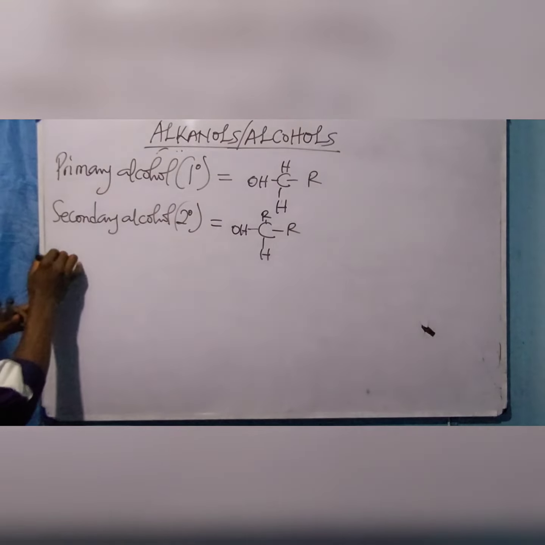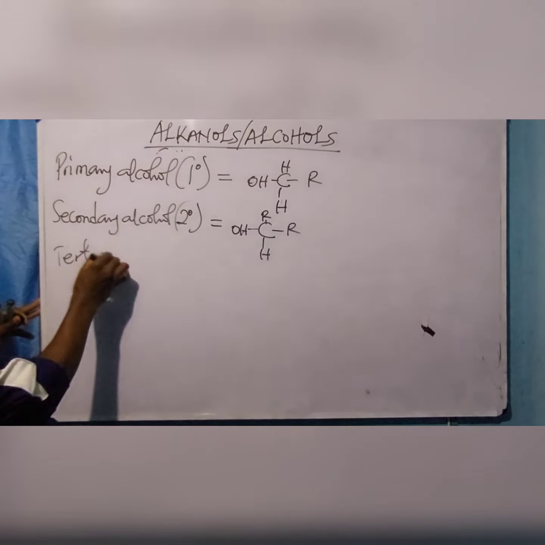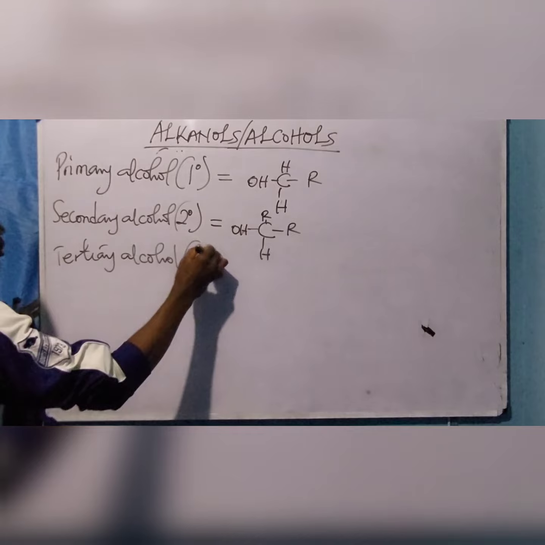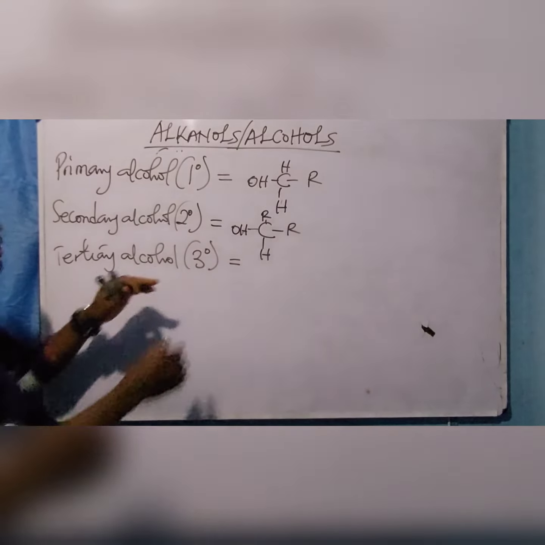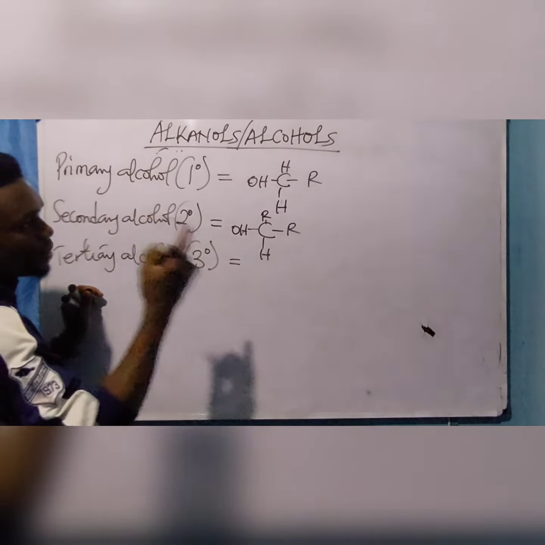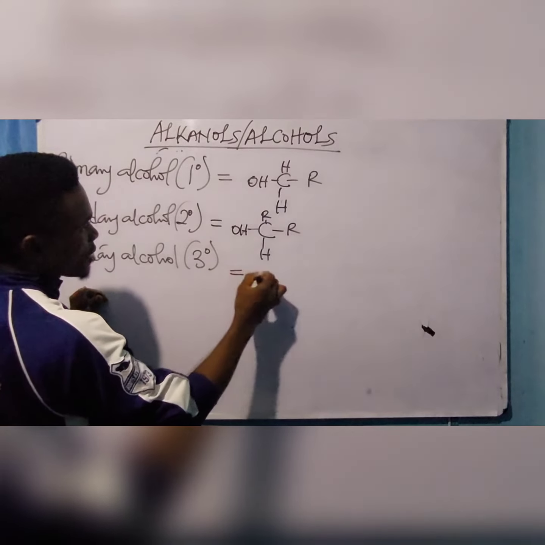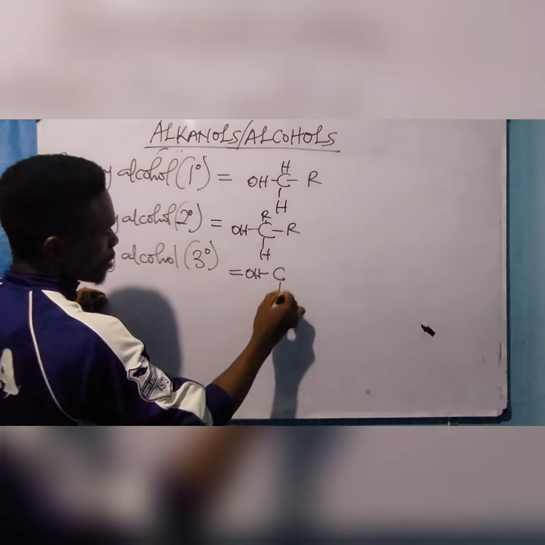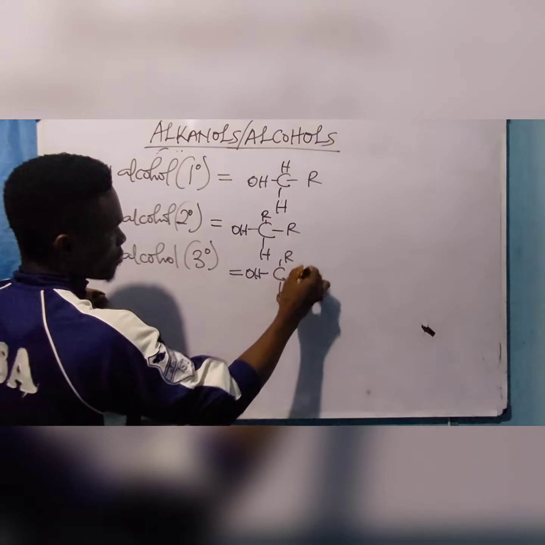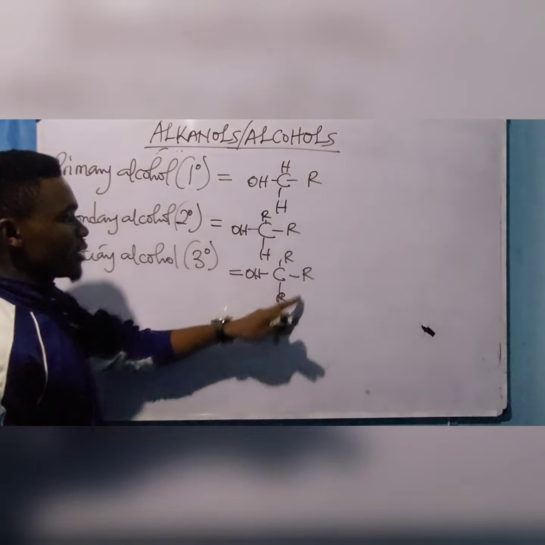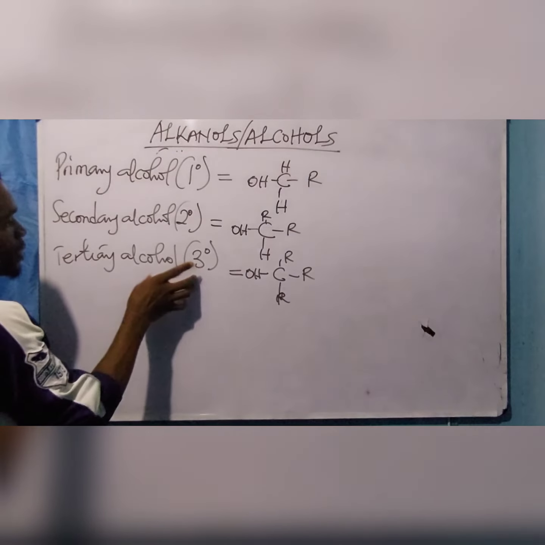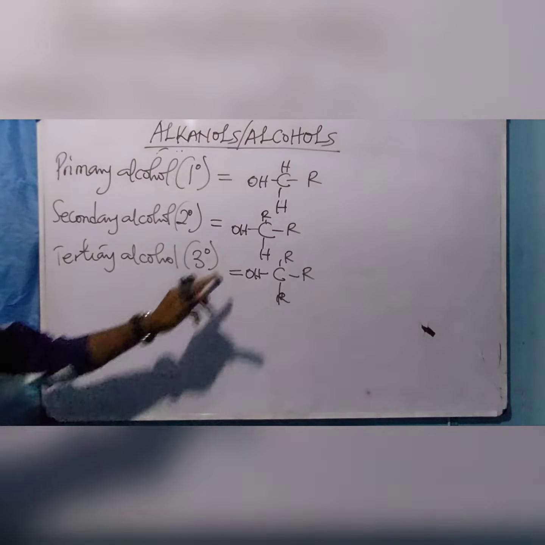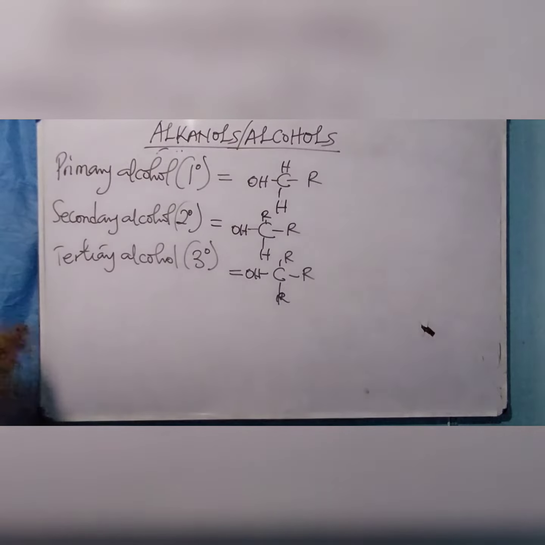Now in tertiary alcohol, alright, in tertiary alcohol, now the OH is attached to 3 alkyl groups. Alright, that is OH, you have R, and you have what? R. You can see 3 alkyl groups. So this is an example. These are the classification of alcohols based on the position of what? The OH. Alright, so that is for that.